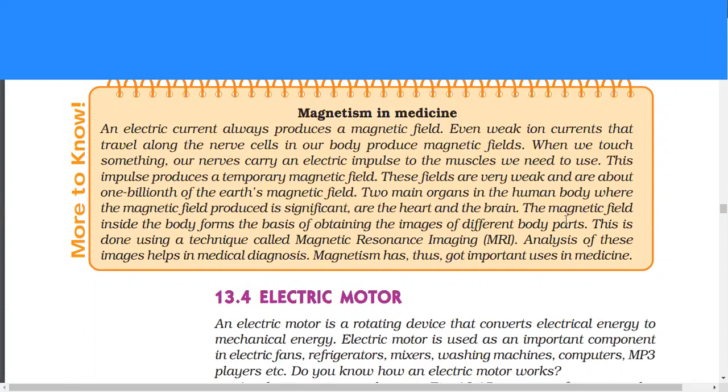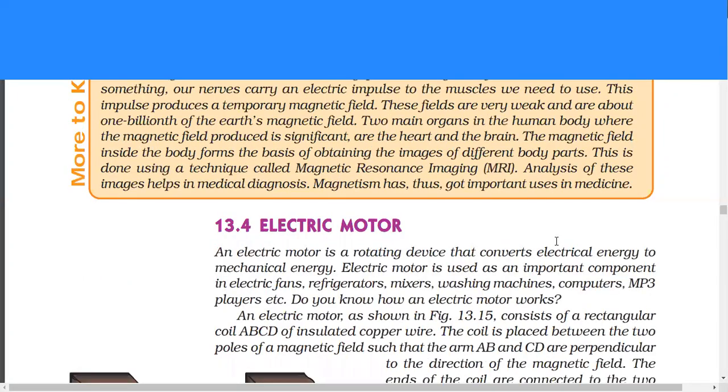Two main organs in the human body where the magnetic field produced is significant are the heart and the brain. The magnetic field inside the body forms the basis of obtaining the images of different body parts. This is done using a technique called magnetic resonance imaging. Analysis of these images helps in medical diagnosis. Magnetism has thus got important uses in medicine.